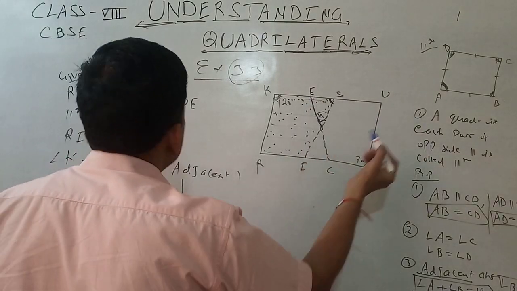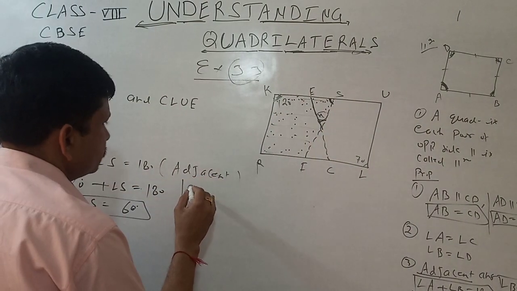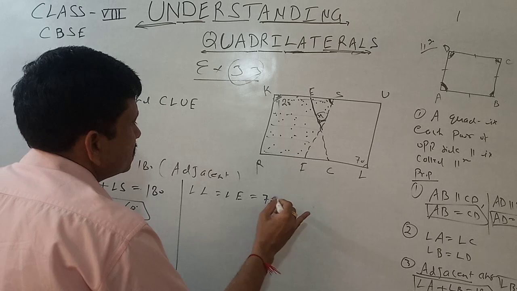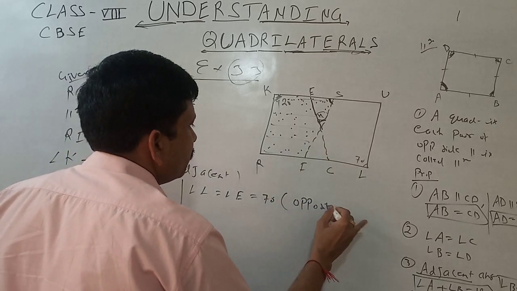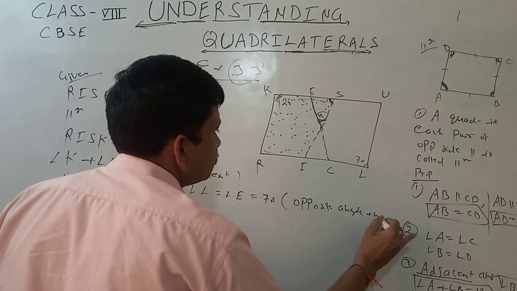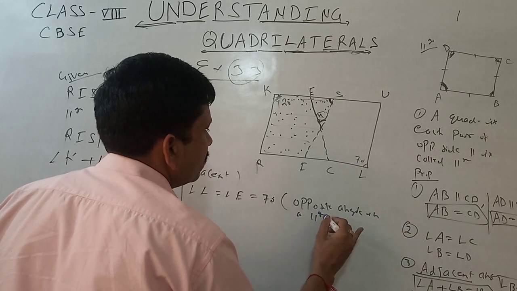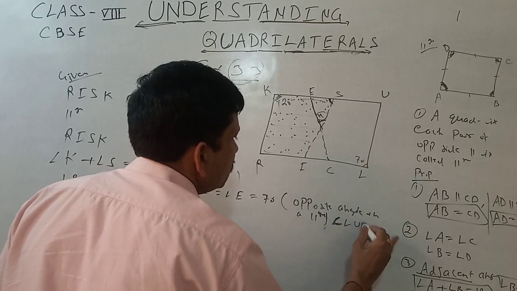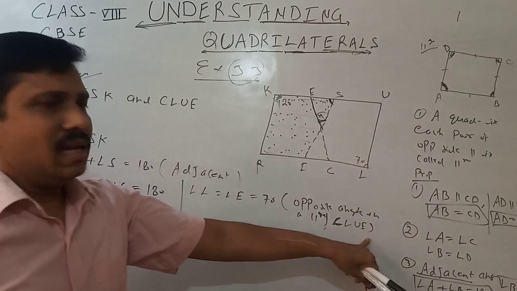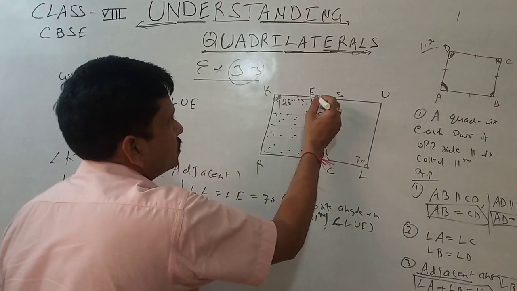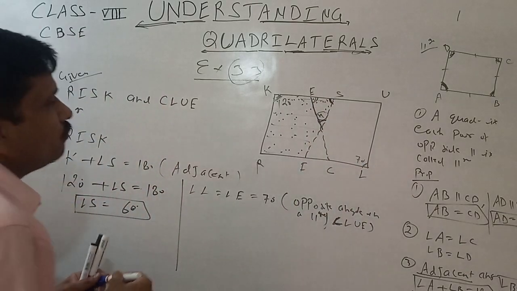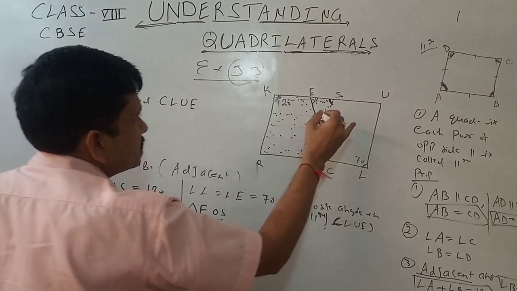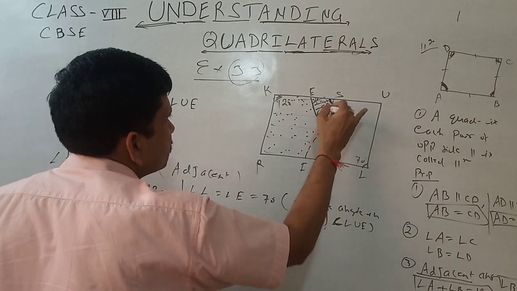Clear? And in the parallelogram CLUE, opposite angles are equal. So angle L is equal to angle E, 70. Opposite angles in a parallelogram. And which parallelogram is it? CLUE. So 70 and angle E are both opposite angles of it. Okay, now we have a triangle EOS. This one, EOS, this triangle.